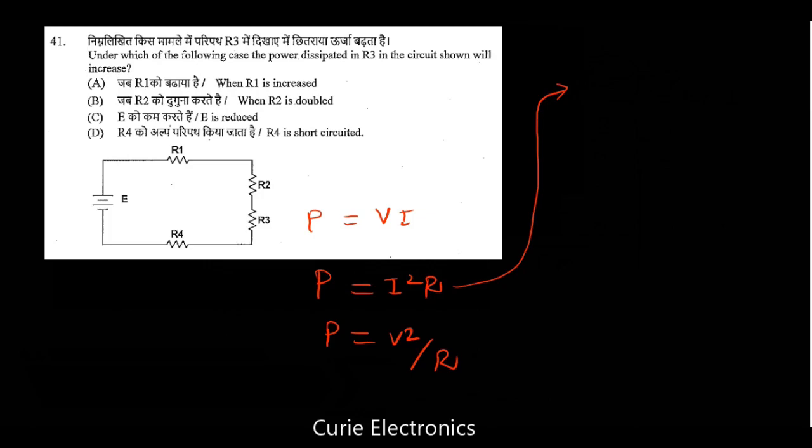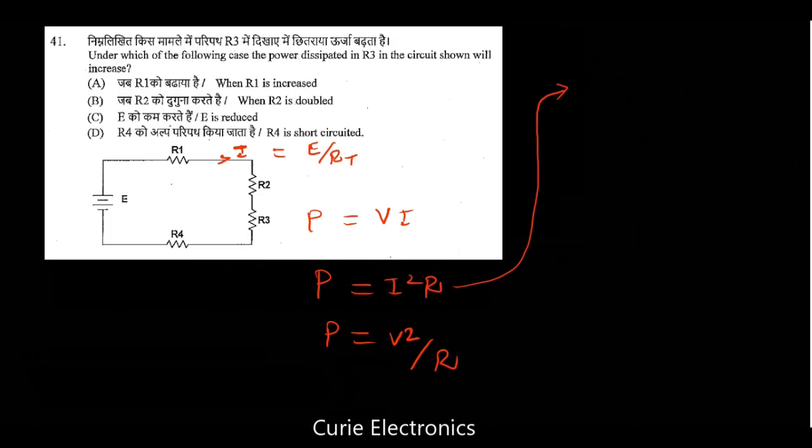Now let's see the options. Option A, when R1 is increased. In a series circuit, what is the I flowing through the series circuit? I equal to E upon RT. So if you increase the R1, current will decrease. When R2 is doubled, if you increase the R2 also, our current will decrease. Option C, E is reduced. If we reduce the E, what happens? Current decreases because numerator value is reducing, our I reduces.